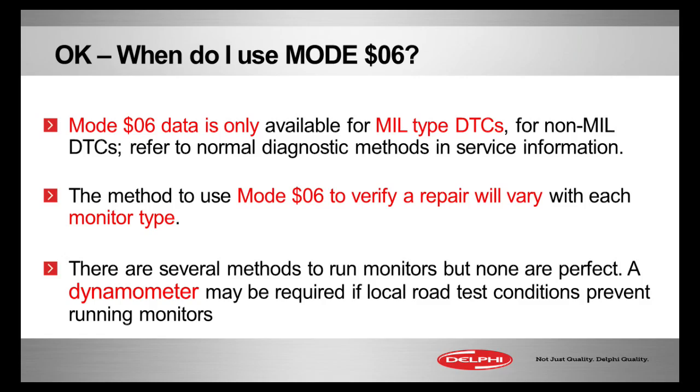Mode 6 data is only available if you have an MIL-related problem. So if it's a DTC that won't turn on the check engine light, you're not going to see mode 6 on it. If it's not powertrain at all, you certainly won't see mode 6. So obviously mode 6 does not apply to chassis and body, as much as that would be cool if it did. Also, you can use mode 6 to verify the repairs, but how you do that's going to vary.